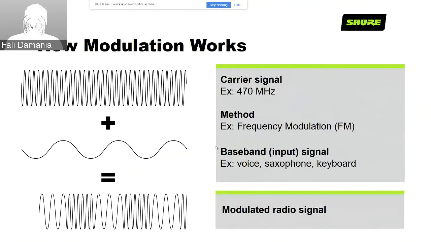Now, let's have a look in a little more detail. There are various schemes of modulation. The first one is a simple FM system, which most of us are very used to. That's like FM over the radio. Analog cordless mics and in-ear monitors are all RF. So as you can see at the top, we have a carrier signal, which is, for example, 470 megahertz. We have another sine wave below that, which is the actual signal that we're going to want to transmit. And below that, you see that the baseband signal has modulated the 470 megahertz signal. And right at the bottom, you get the modulated radio signal.